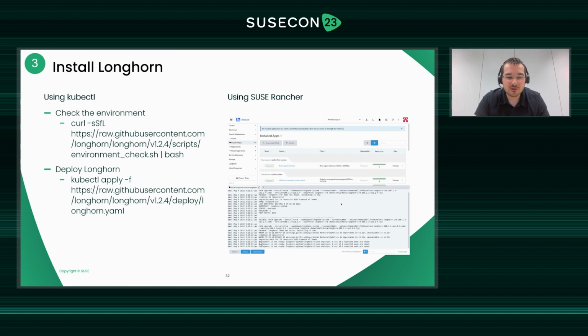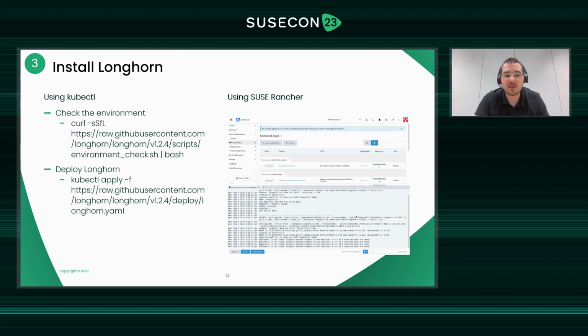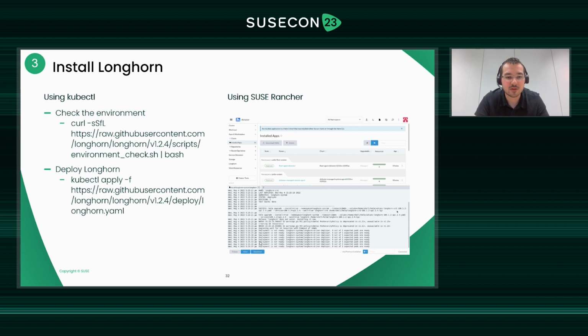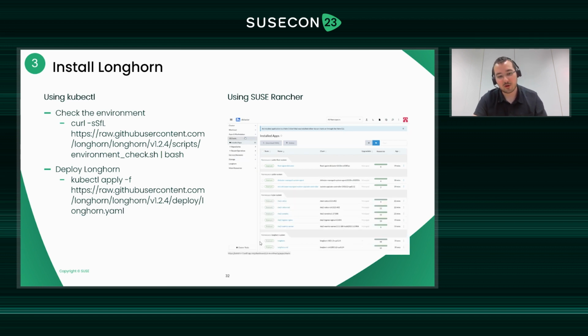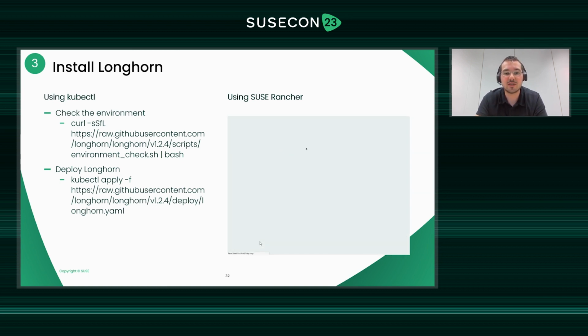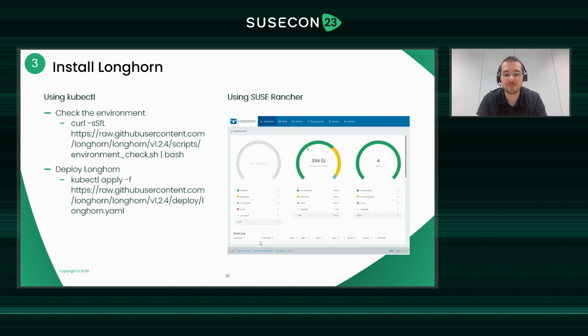You can also check your environment before running a kubectl command to install Longhorn. That works as well. Therefore, we have a command like shown here on the left-hand side, curl, and then there's a bash script that can be executed to check if your environment is ready for Longhorn. And then you could also just run a kubectl apply to deploy Longhorn. Another option is to add the Helm repository to your machine, and then you can run helm install.